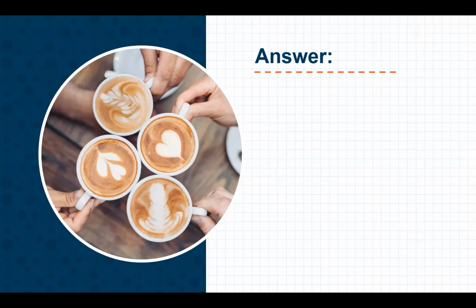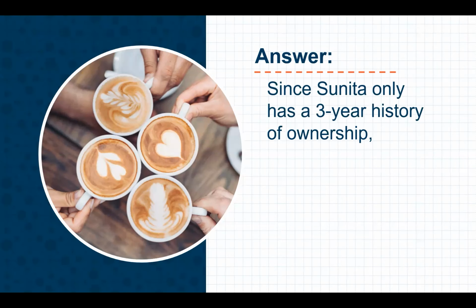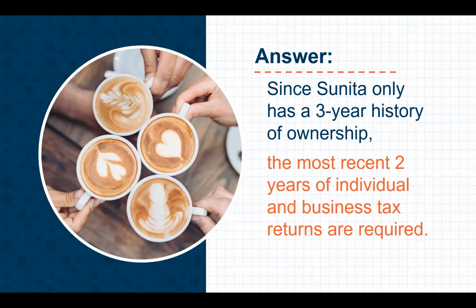In this case, since Sunita only has a 3-year history of ownership in the business, the most recent 2 years of individual and business tax returns are required. Let's take a look at a second scenario.